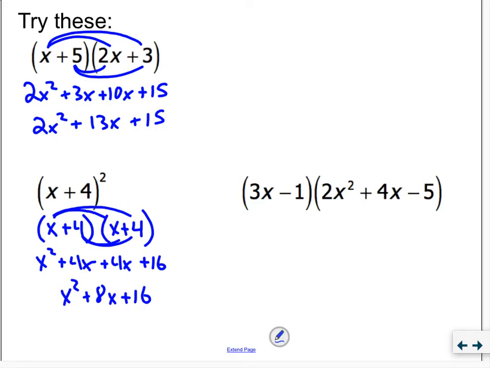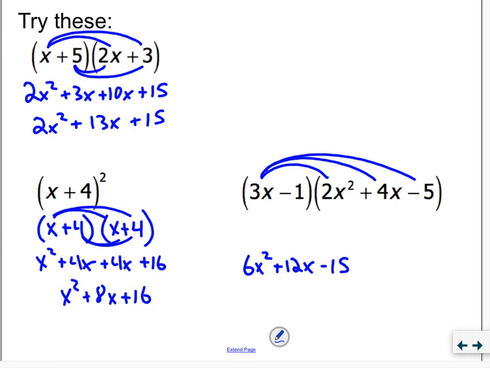Now, I know it's a binomial times a trinomial. So that's OK. We're just going to keep multiplying. Let's distribute the 3x to everything. That's going to give us a 6x squared, a positive 12x, and a negative 15. Then I'm going to multiply everything by negative 1. And that gives me a negative 2x squared, a negative 4x, and a positive 5.